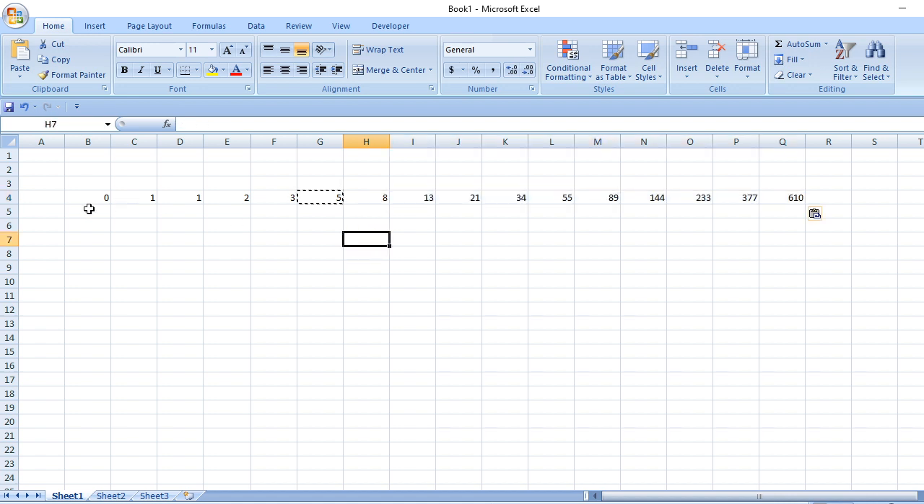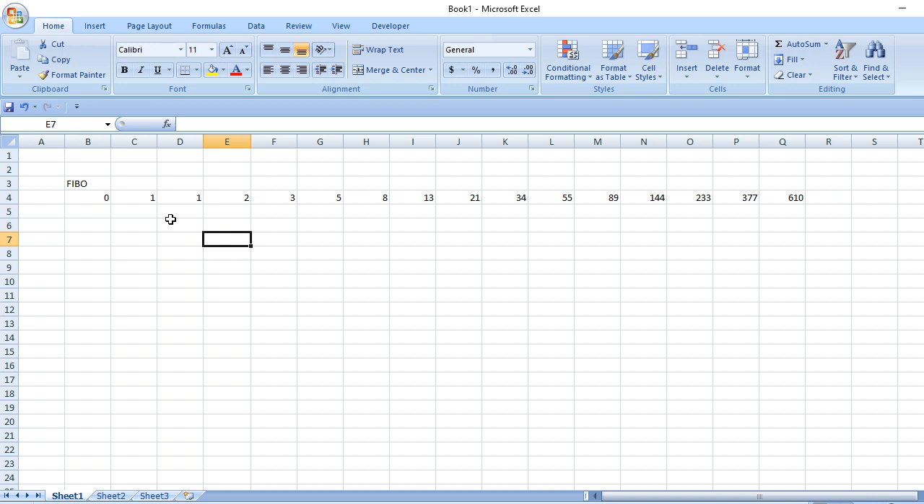Okay, so that means 0, 1, 1, 2, 3, 5, 8, 13, 21, 34, 55, 89, 144, 233, 377, 610, and so on. This series of numbers are known as Fibonacci numbers. So what is the specialty of these numbers? This is just nothing but the addition of the previous number. So what is so great in this?